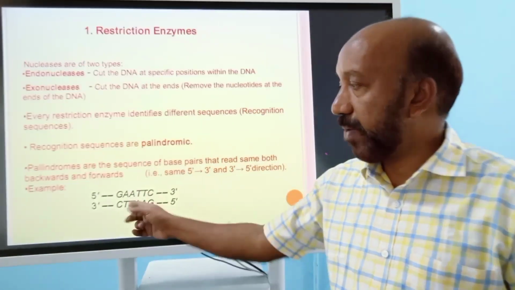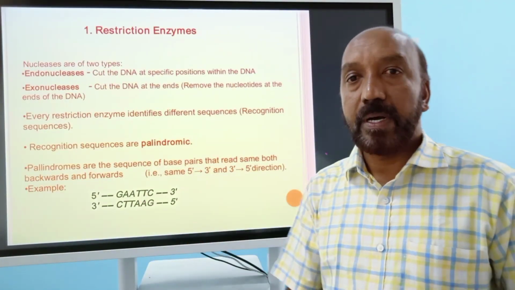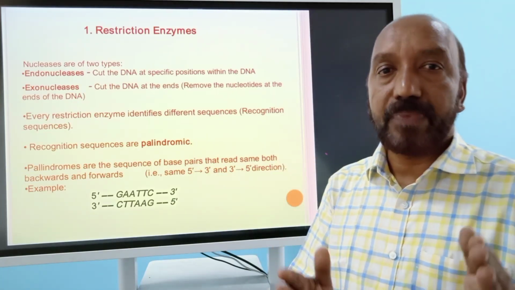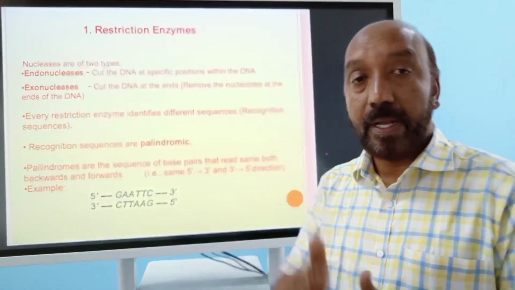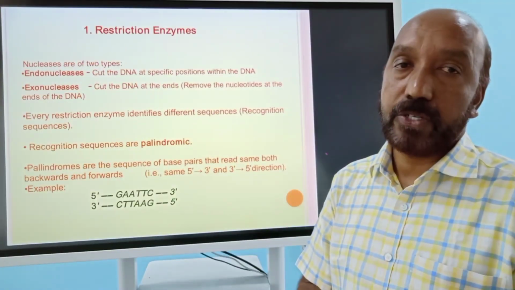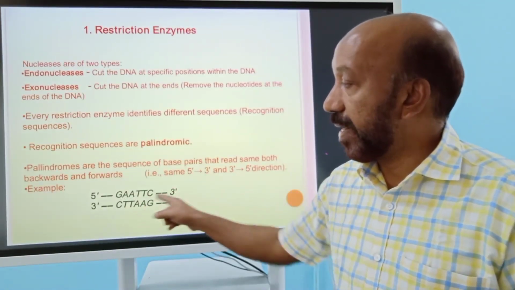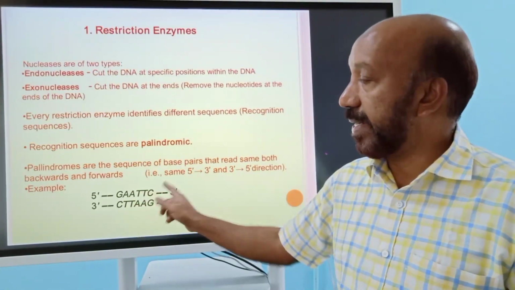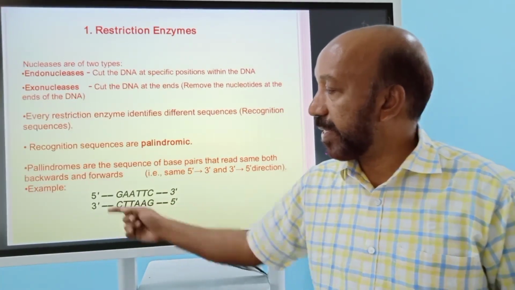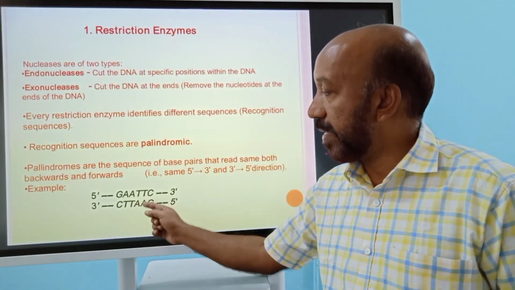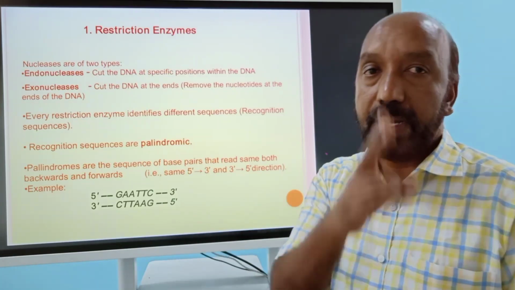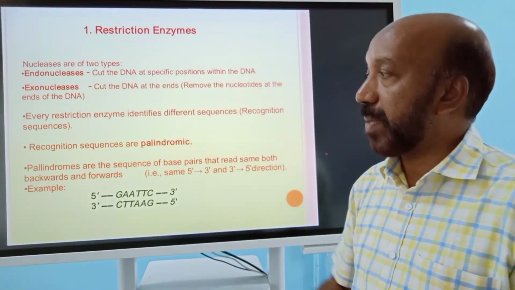For example, we have given here the example of the palindromic sequence of EcoRI, a bacterial restriction enzyme. Here you can read the letters as GAATTC in one direction, and in the next direction we can see again GAATTC. In that particular area only, they will cut.